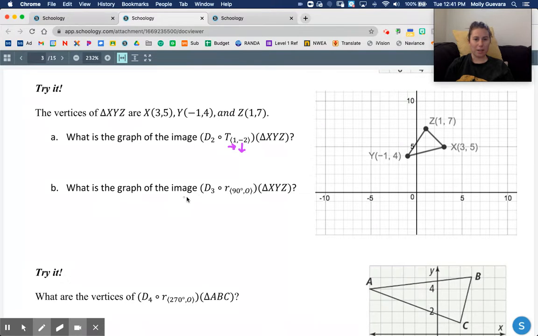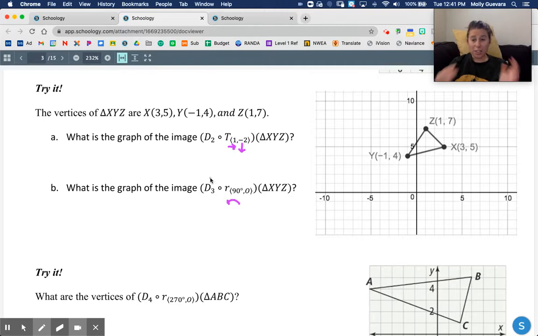Then what is the graph of image if I rotate it 90 degrees around the origin? So remember, because it's positive, we go counterclockwise. And then I'm dilating it by a scale factor of 3. So I'm going to multiply it by 3.